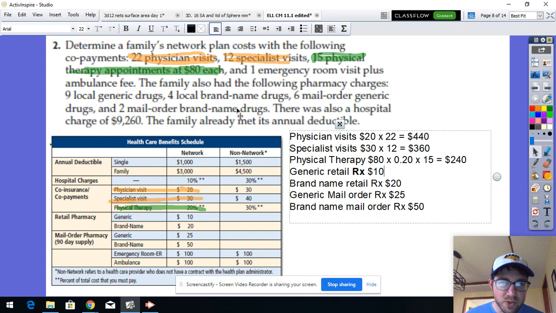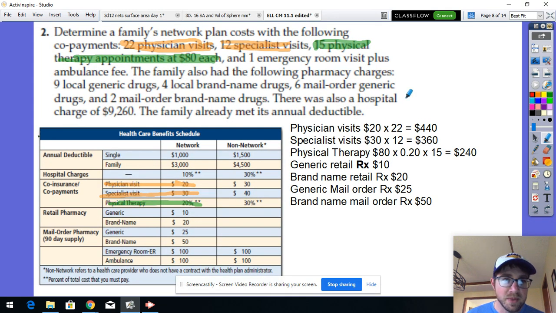Generic retail prescriptions, $10 each. How many are there? Generic local drugs. There they are, 9 of them. So 9 retail or generic. Generic local drugs means the same thing as from a retail pharmacy.